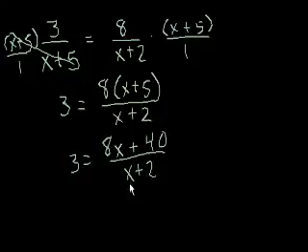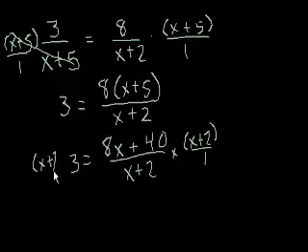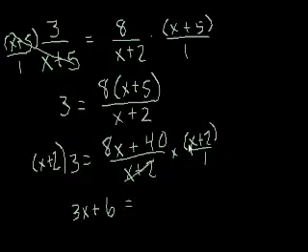Now we want to get rid of this x plus 2, and we can do it the same way. We can multiply both sides of this equation by x plus 2 over 1. We could just say we're multiplying both sides by x plus 2. That 1 is a little unnecessary. So the left-hand side becomes 3x plus 6. Remember, always distribute the 3, because you're multiplying it times the whole expression, x plus 2. And on the right-hand side, this x plus 2 and this x plus 2 will cancel out, and we're left with 8x plus 40.